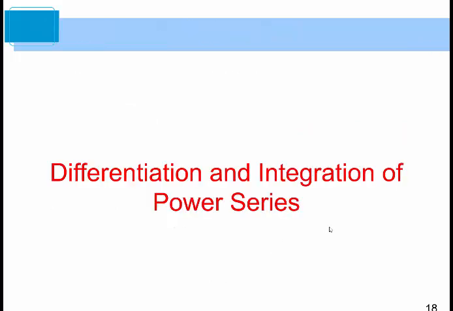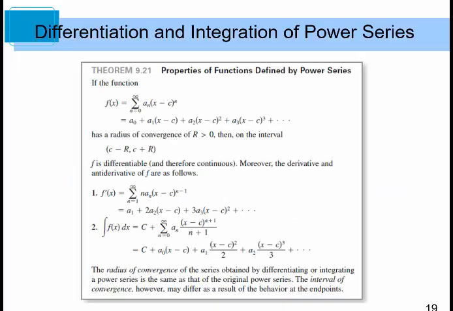All right, let's talk finally about differentiation and integration of a power series. Theorem 9.21, properties of functions defined by power series. If this power series function has a radius of convergence r greater than 0, then on the open interval from c minus r to c plus r, f is differentiable and therefore continuous. Moreover, the derivative and antiderivative of f are as follows. Here's the derivative, you can simply take the derivative, and over here, you can simply take the integral.